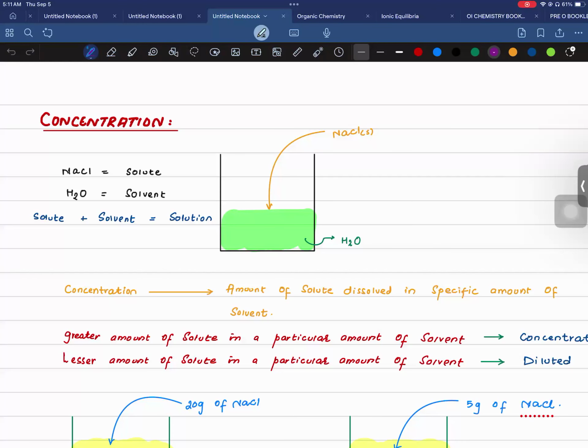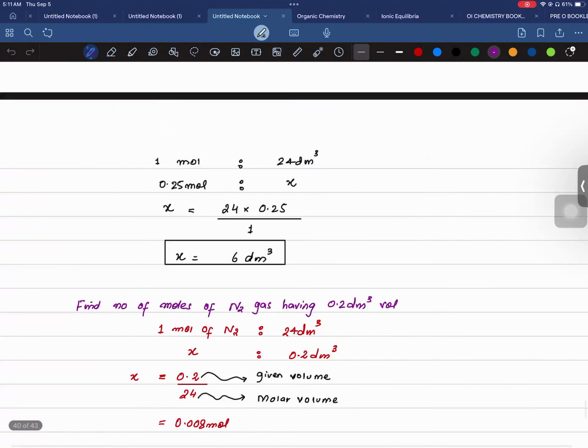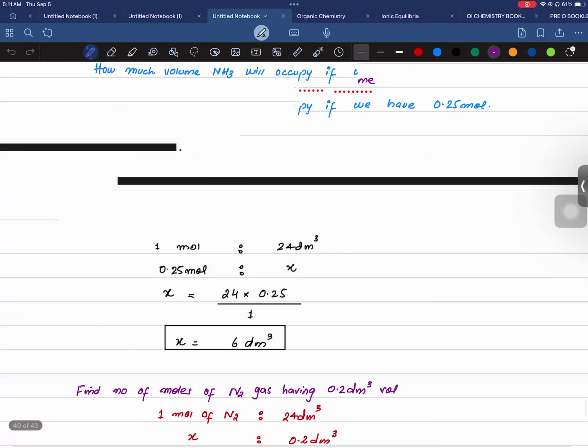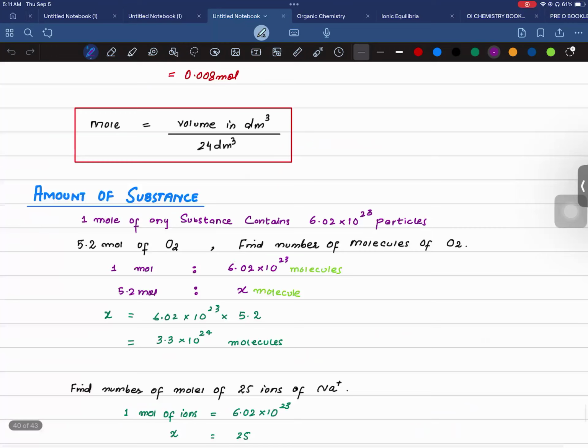In the last class, we discussed the amount of substance. Let's suppose 1 mole of any substance contains this much particles: 6.02 times 10 to the power 23 particles. 1 mole of any substance contains this much amount, this much particles, this much molecules, this much atoms, this much ions.